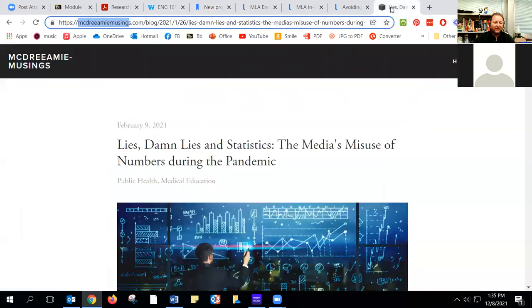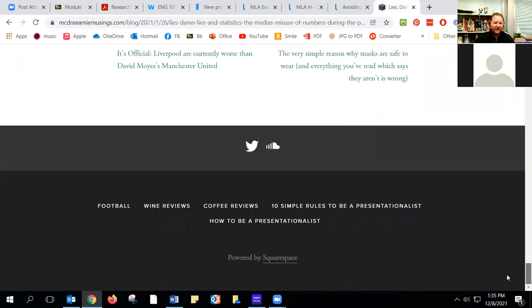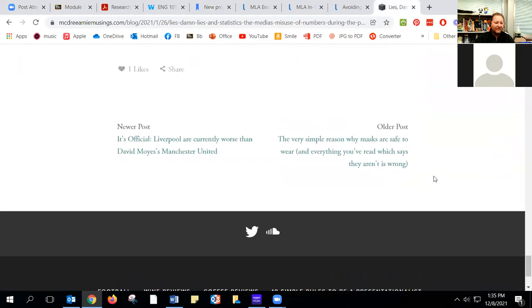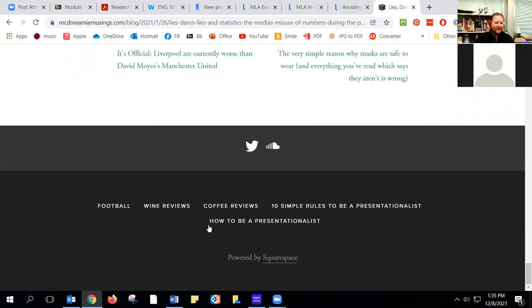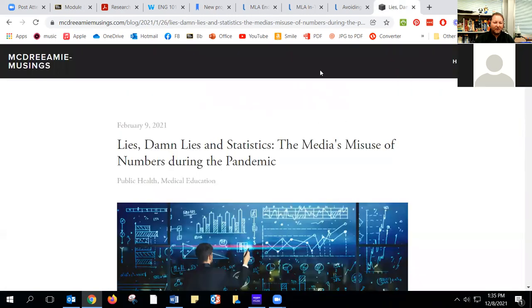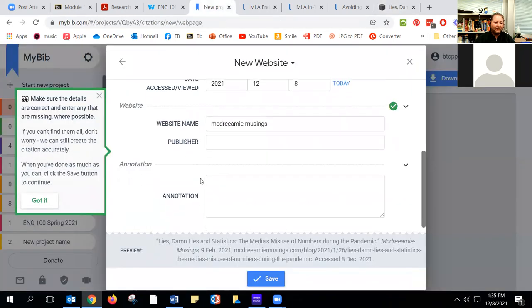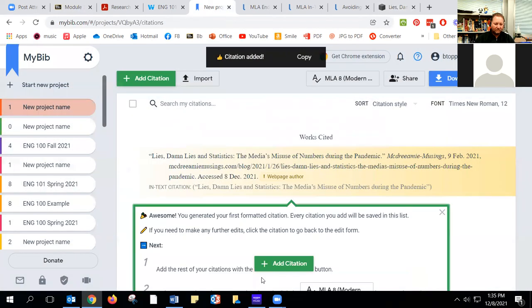Was there a publisher for it? I didn't see one up here. So publishers, you want to look at the top and at the bottom, and you're looking for a copyright date. I don't see one here, right? See, it says powered by Squarespace. That's just a website builder. That's not actually a publisher. So this one doesn't seem to have a publisher. So I'm just going to leave that one blank, right? And then I'm going to click save.